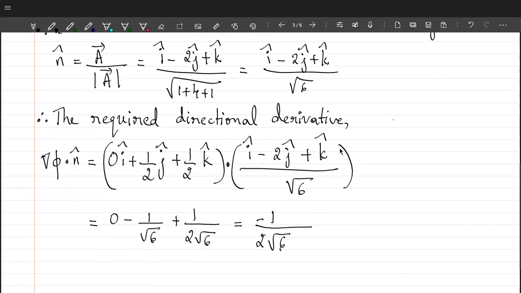Then half multiplied with 1. So I get half. Then in the denominator I get root 6. So I get plus 1/(2 root 6). Now in these two terms which are remaining here, 2 root 6 will be the common denominator. So take 2 root 6 into the denominator. What is missing here is 2. So you get minus 2 and plus 1. So you get minus 1 in the numerator. So this is the value of the directional derivative for the given surface.